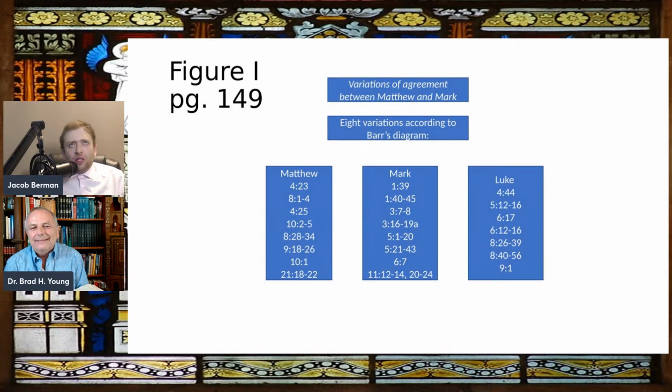What do the variations of agreement between Matthew and Mark, which I have in this slide right here, this is from your book, page 149, figure 1, demonstrate? What does this demonstrate?